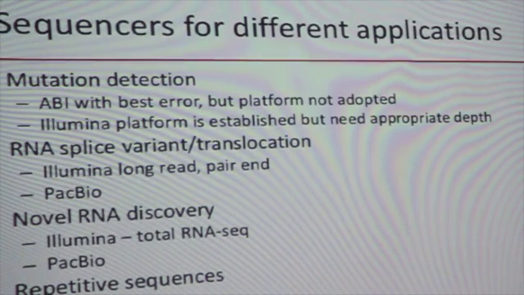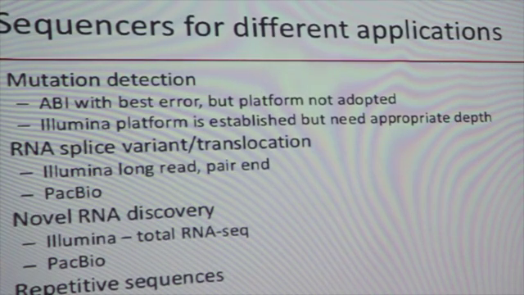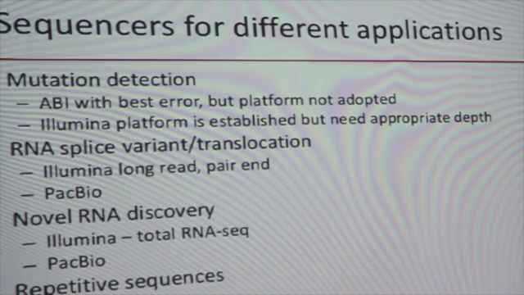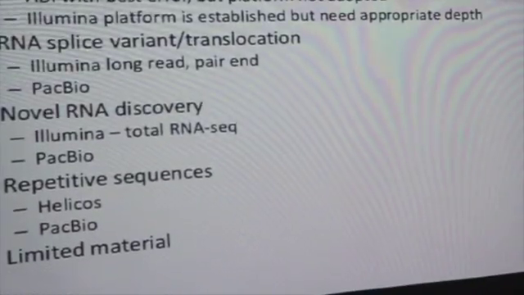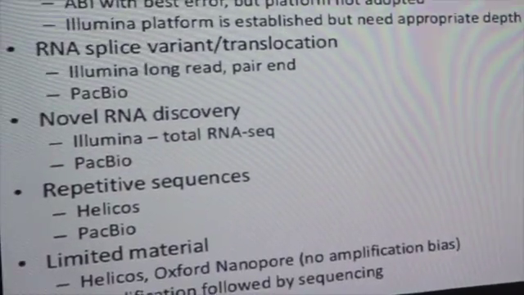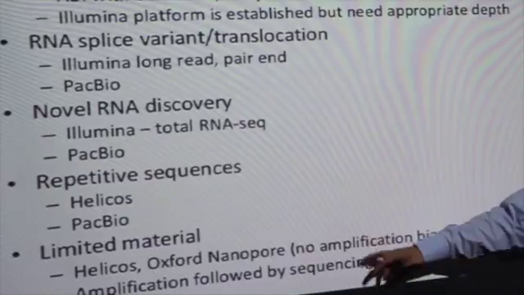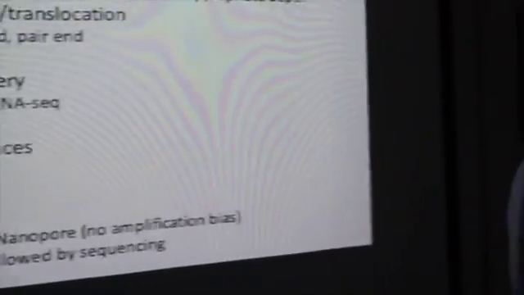Novel RNA, total RNA-seq is sort of what people are doing now. So this is like ribosomal depletion followed by random primers, with strandedness. PacBio is obviously another option. Repeats, my favorite: Helicos and PacBio, but Helicos died. And then limited materials, really, Oxford Nanopore is probably one of the most interesting ones right now.